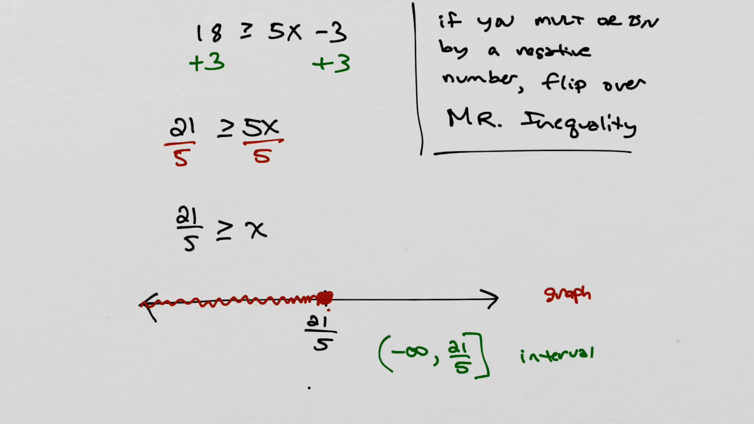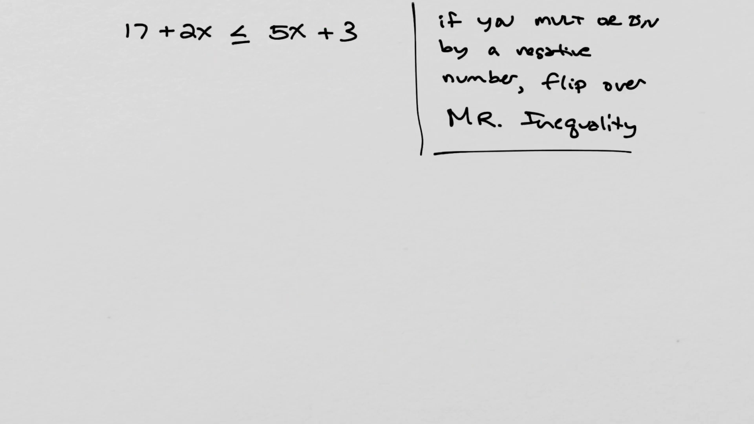Okay, let's try a different one. All right, so let's take a look at this example. If you remember how to solve these things, we want to isolate the x term. So what I can do is bring this 5x over to this side, and then take the 17 over to that side. All right, so here's my equation.